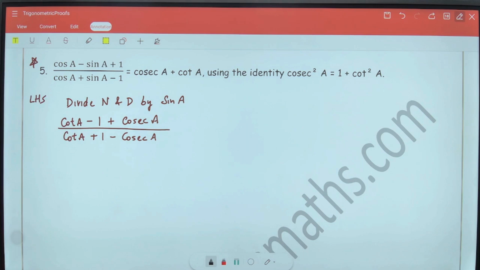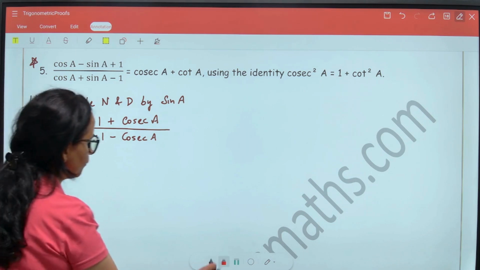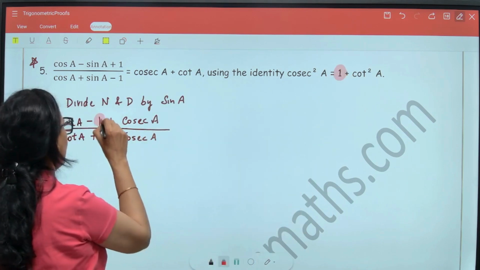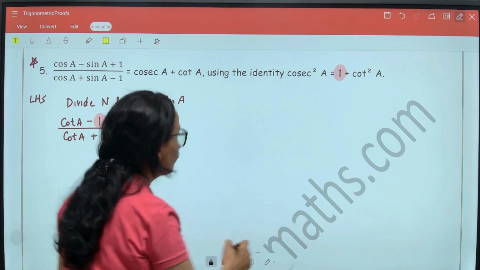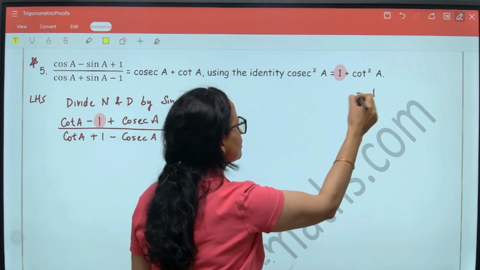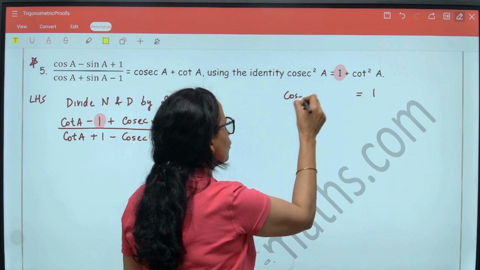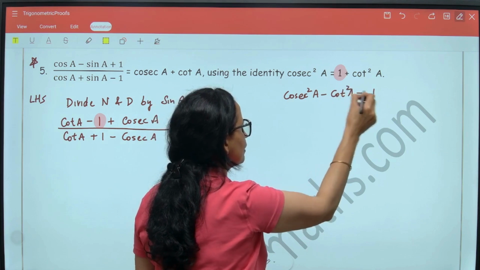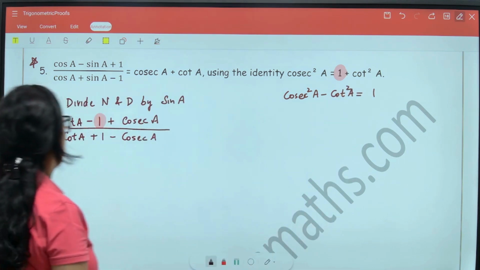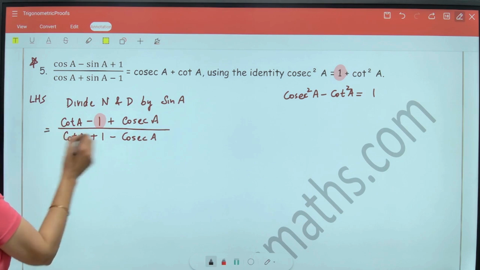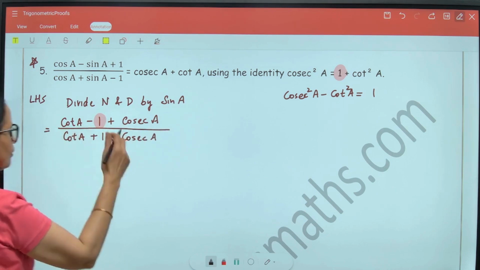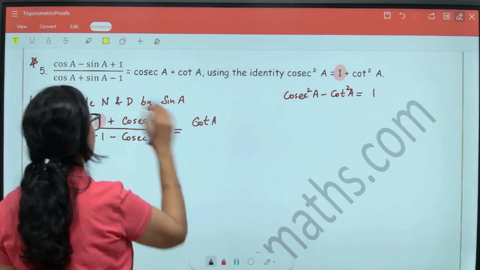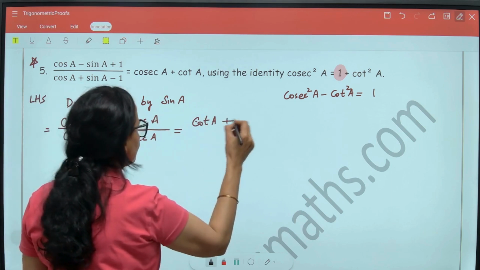Now the question says use the identity. So if I look at this one and this one, I can use this identity here. How do I use that? If I leave this one on the right side, I have cosec² minus cot² equals 1. Yes? So now in this expression, I will just shuffle the terms, not doing anything, no changes at all, just that I have changed the placement.